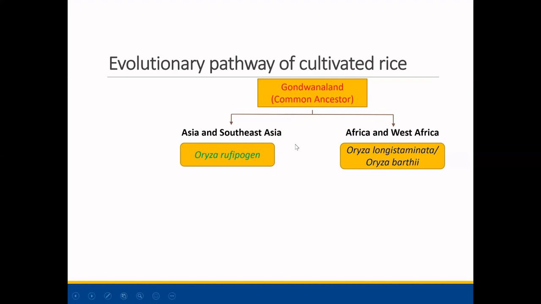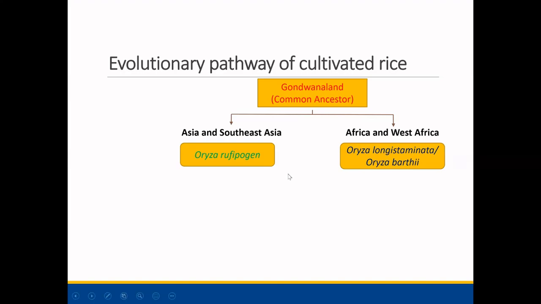So when this landmass divided, the evolution happened differently in two different places. One is predominantly in Asia and Southeast Asia, on the left side, you can see that category. On the right side, that is in Africa and West Africa. Earlier this landmass was a single large continent. Now it has drifted apart, so the evolution occurred differently in two different places.